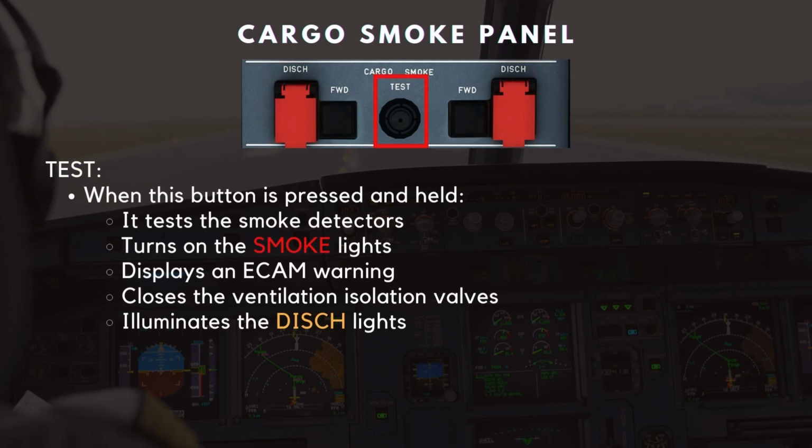The panel also includes a test function. When this button is pressed and held, it tests the smoke detectors, turns on the red smoke lights, displays an ECAM warning, closes the ventilation isolation valves, and illuminates the amber discharge lights, simulating the system's response.